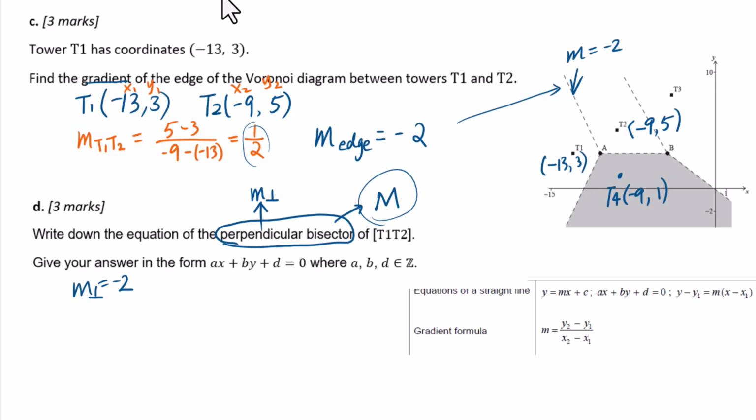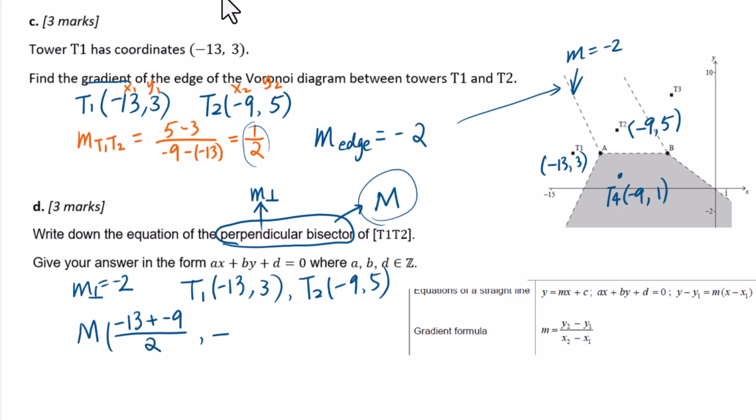Let's write down the coordinates for T1 and T2. Midpoint equals (-13 plus -9) over 2, (3 plus 5) over 2. -13 plus -9 is -22, divided by 2 is -11. You can put -13 plus -9 over 2 into the calculator. We got -11. 3 plus 5 is 8. 8 divided by 2 is 4.